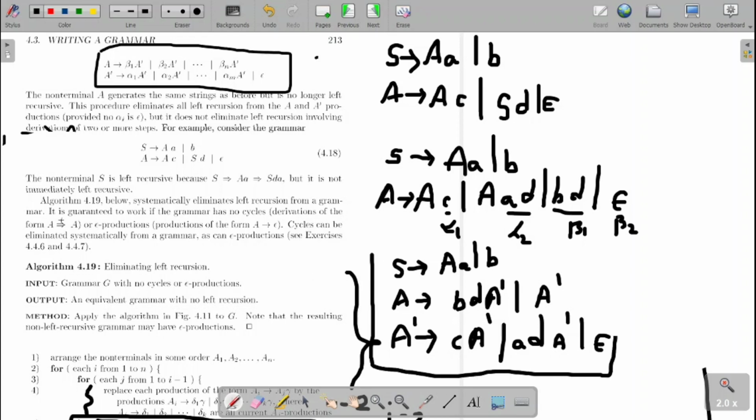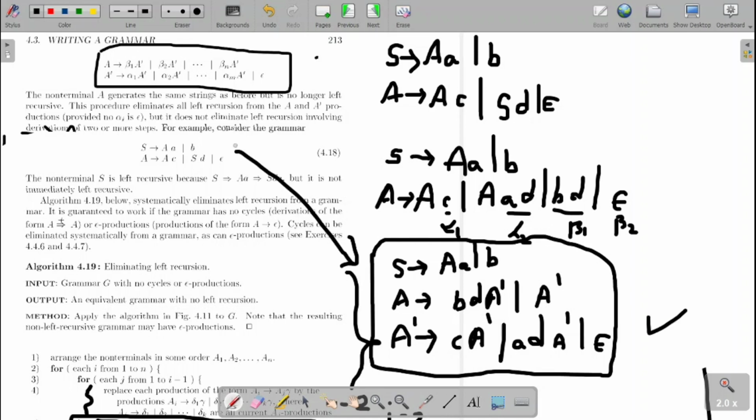What will I get after eliminating the left recursion? The equivalent grammar of this one. That is, S derives AA or the B, A derives AC or SD or epsilon will be converted into S derives AA or the B. A derives, in place of AC, SD or the epsilon, it will be A derives BD A dash or the A dash. Then A dash derives C A dash or AD A dash or epsilon. Fine. The next.